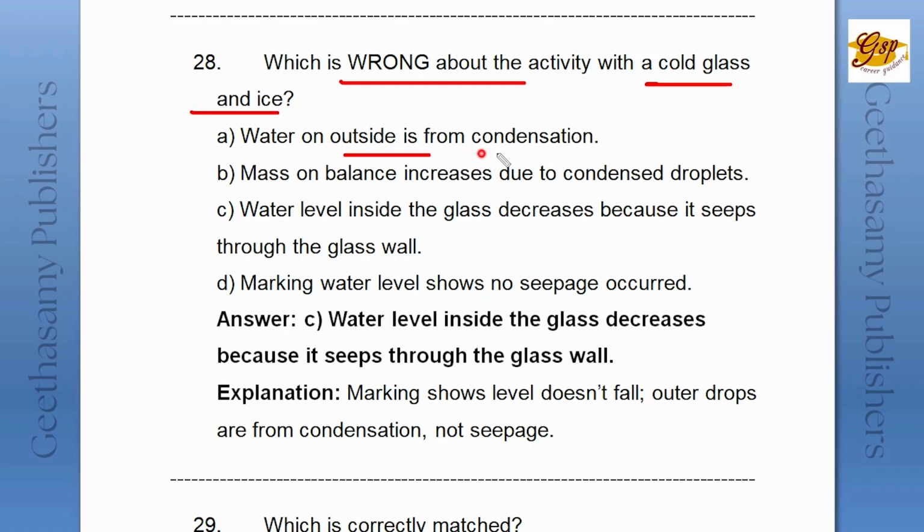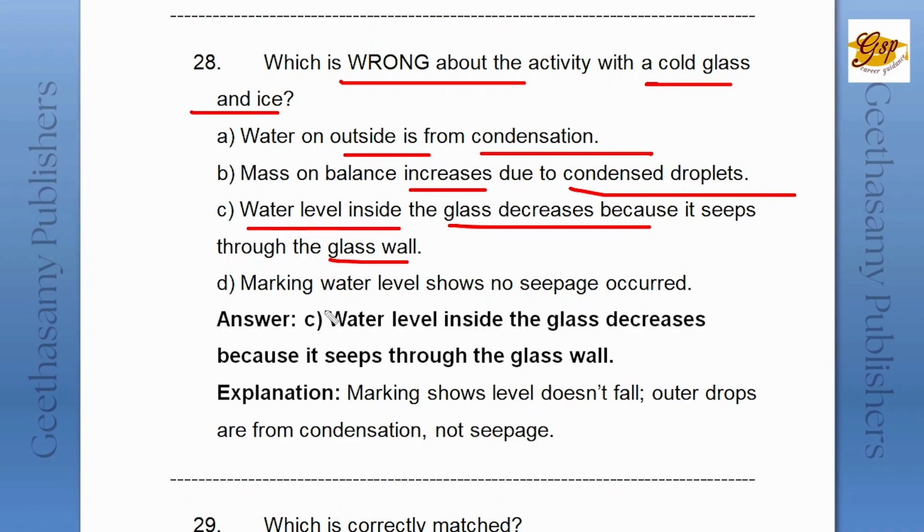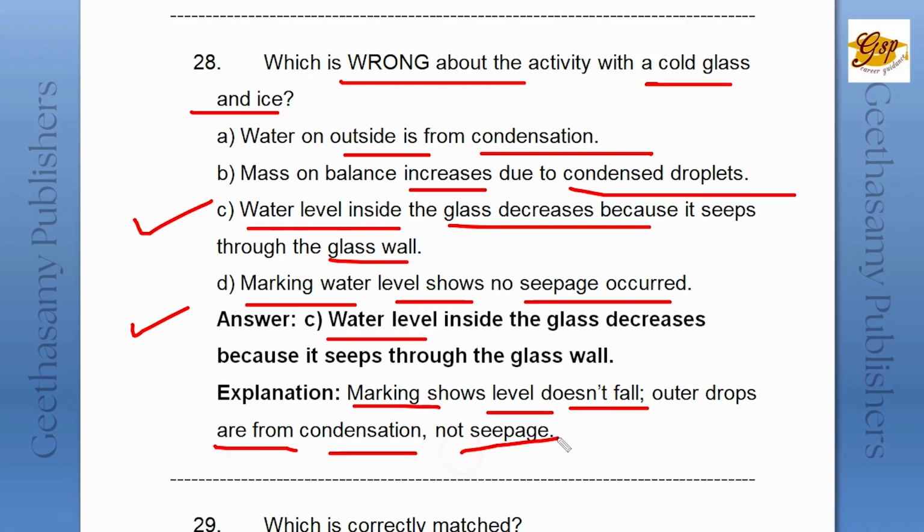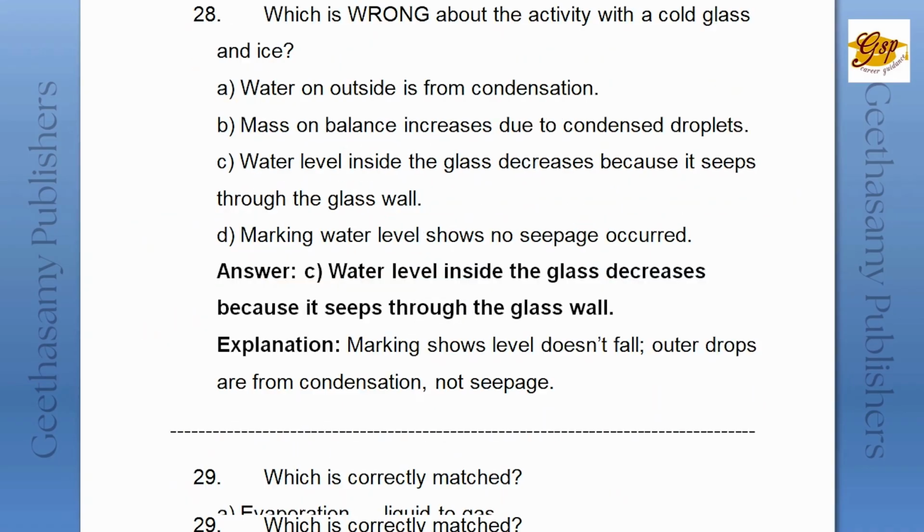Fine. And 28th question, which is wrong about the activity with cold glass and ice? Water on the outside is from condensation. Mass on the balance increases due to condensed droplets. Water level inside the glass decreases because it seeps through the glass. Marking the water level shows no seepage occurred. The correct answer is C, water level inside the glass decreases because it seeps through the glass wall. The explanation is marking shows the level doesn't fall. Outer drops are from condensation, not seepage.